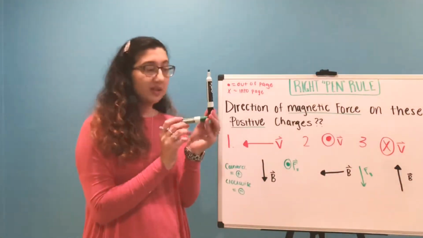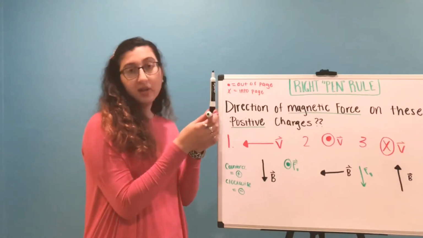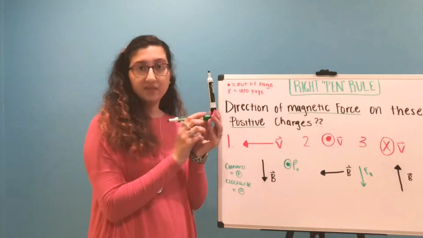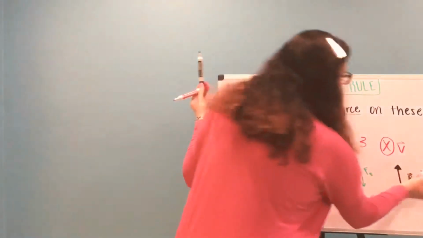Because if you were doing this, you'd notice that if you put it out of the page, they'd cancel, and you can't go down, they'd cancel, so it has to go left if it's negative. So I will write that here.